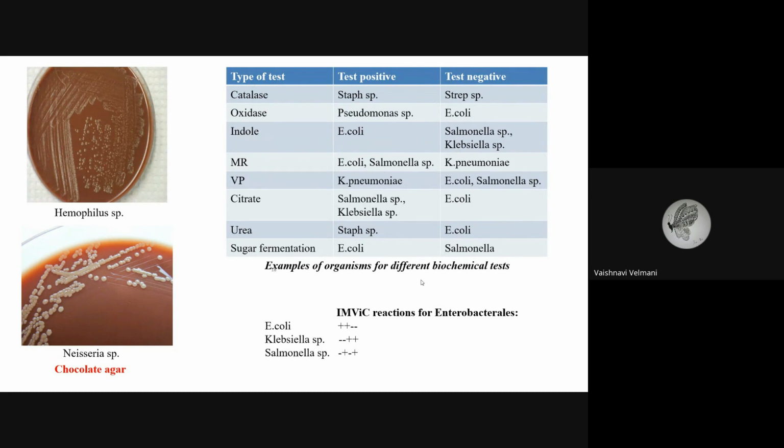So especially for Enterobacterales, we will be using IMViC reactions. That is the indole test, methyl red test, Voges-Proskauer test, and citrate test. So based on the positive and negative results, in the sense it comes out as E. coli. So based on this, we will be classifying it.